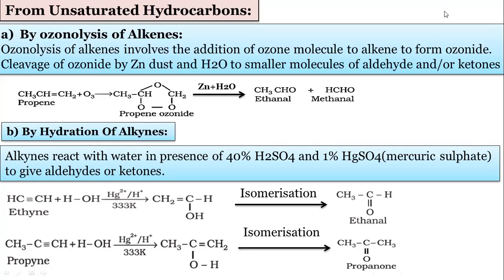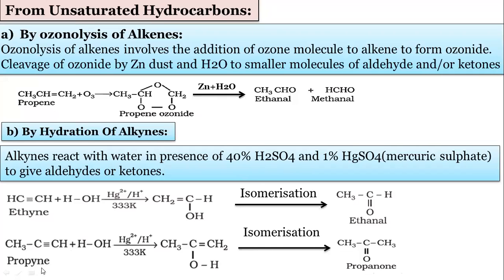After forming this intermediate, isomerization takes place, and hydrogen is shifted. Isomerization means the compounds have the same molecular formula, but the structural arrangement is different. Such a phenomenon is called isomerization. Tautomerization is one of the methods of isomerization. The hydrogen attached to OH is shifted here, and the molecular formula doesn't change. So isomerization takes place, and we get ethanal here.